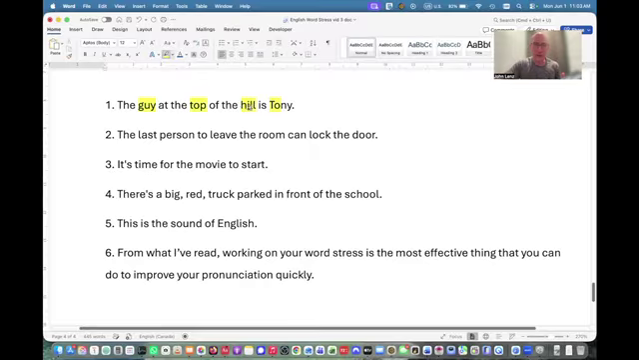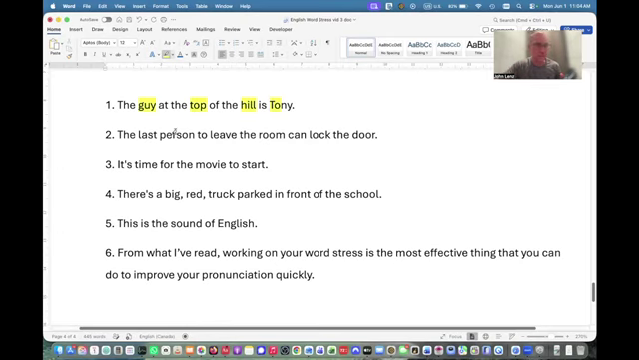Even hill is a little bit longer than guy and top because guy has two unstressed syllables to fit into the same time. Top also has two, but hill only has one unstressed syllable. Therefore, hill will be just a little bit longer. We get the guy at the top of the hill is Tony. Hill is Tony, right?